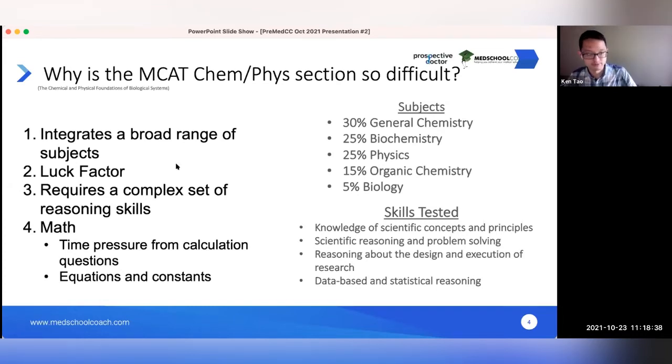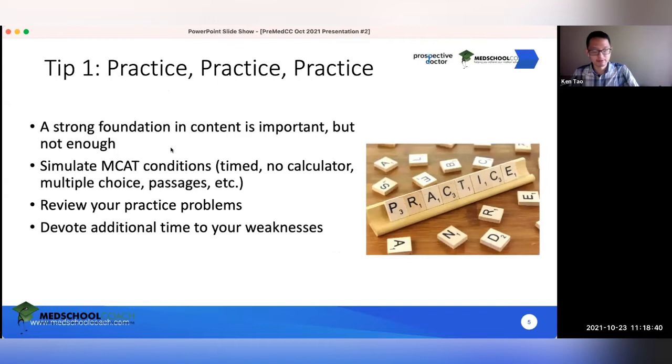I want to provide a couple of tips for this section. Tip number 1, practice, practice, practice. I've said this before and I'll say it again. The MCAT is not a test of rote memorization. It is a test of application.